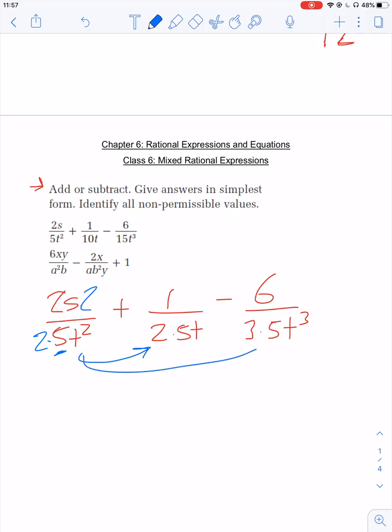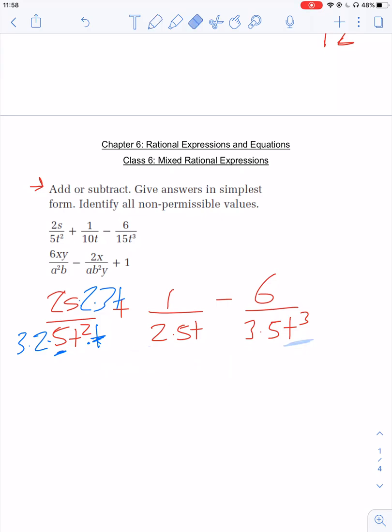Now let's compare it to this guy. What am I missing? I'm missing the 3, so let's multiply this by 3. So I'm gonna have to multiply this by 3. So now the 3 is here, the 5 is here, and I'm also missing a t, right? Because this is t cubed, this is just t squared. So I'm gonna have to multiply this by t, and then multiply this by t. So this one seems to be completed, okay?